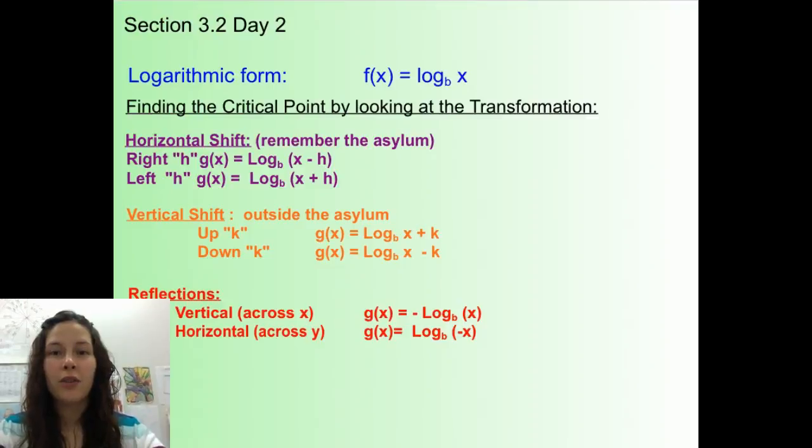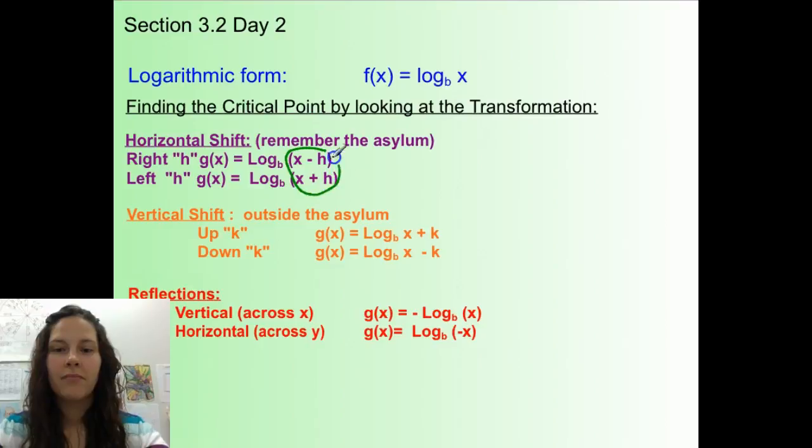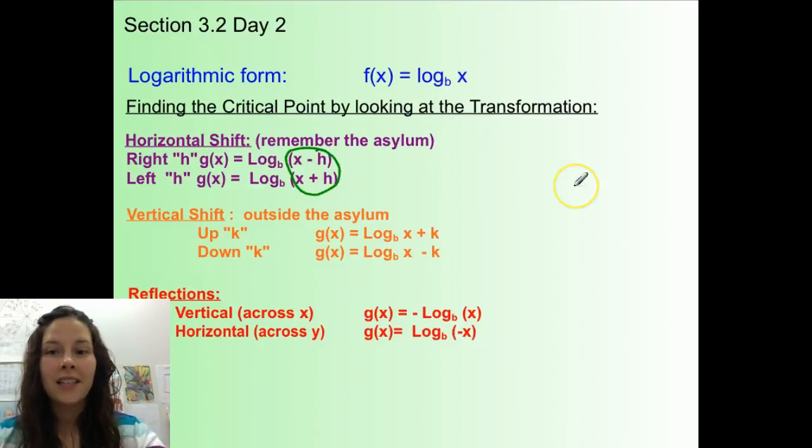Next, we're looking at transformations of log functions. This sheet is a reminder of the different types of transformations that we've already seen. Remember, if it is grouped with the x, looking at the horizontal shift here, it's inside the asylum, meaning it's not normal. It doesn't do what you think it should do. So if it looks like it's shifting left, it's shifting to the right. If it looks like it's shifting to the right, it's really shifting left.